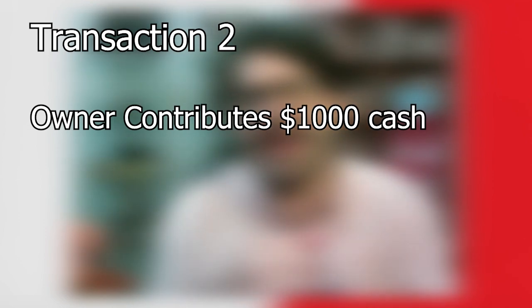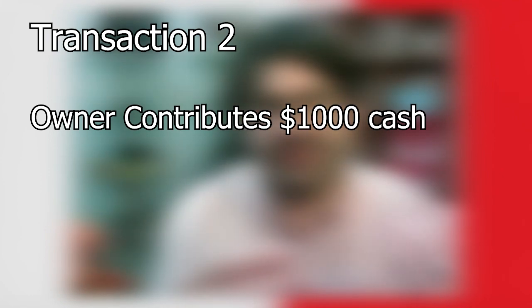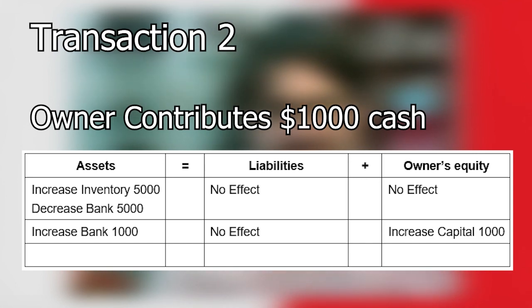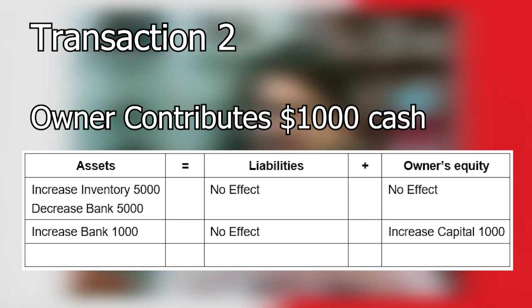Owner contributes $1,000 cash. This time we receive cash, and it's up bank $1,000. And it's not a liability, it's not a debt, so it's owner's equity, because the owner's share in the business is going up: capital $1,000. And you can see up 1,000 equals 0 or nil or no effect, plus up 1,000, your net result is both sides go up by $1,000. So it's balanced here.